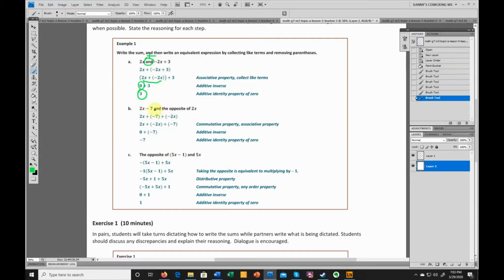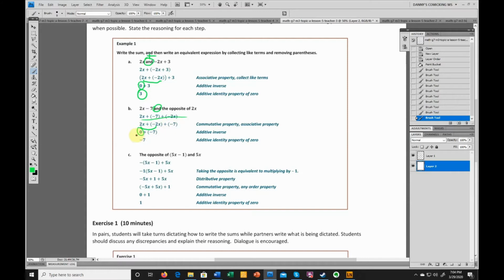2x minus 7, and we need to add the opposite of 2x, so minus 2x. We know that the opposite of 2x is minus 2x. So 2x plus minus 7 plus minus 2x. That's our original problem right here. 2x plus minus 2x, collecting like terms, these two would equal 0, plus minus 7. 0 plus minus 7 is minus 7.